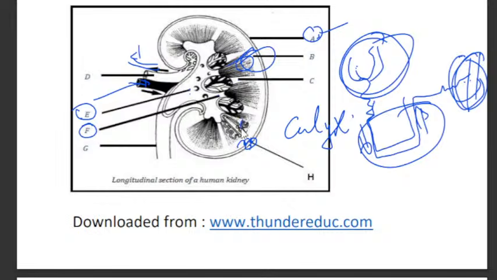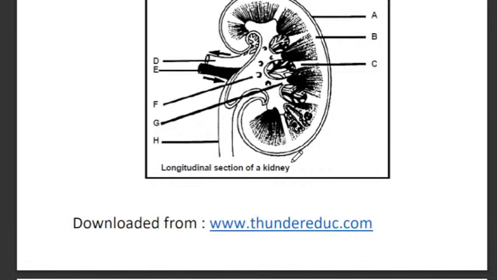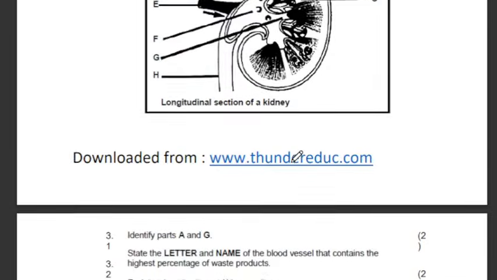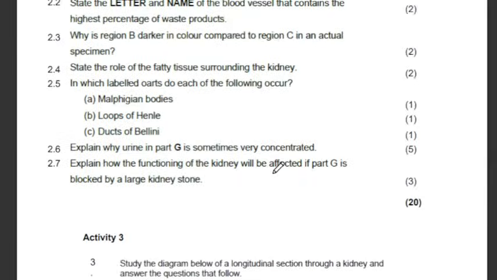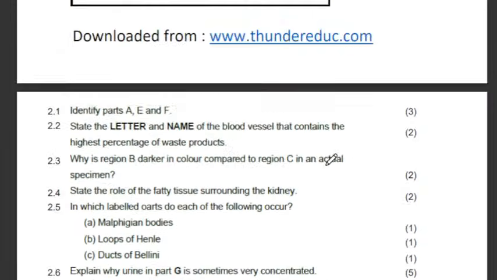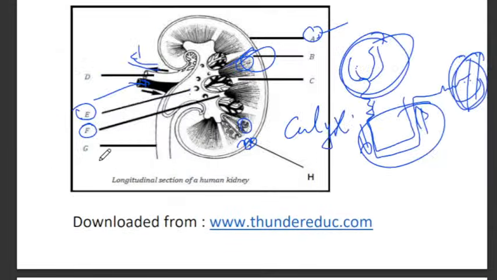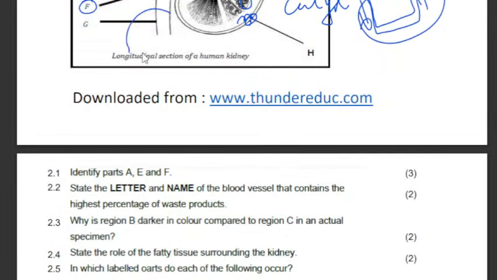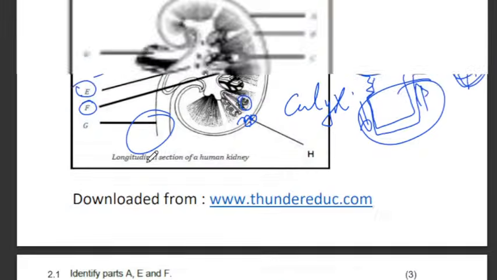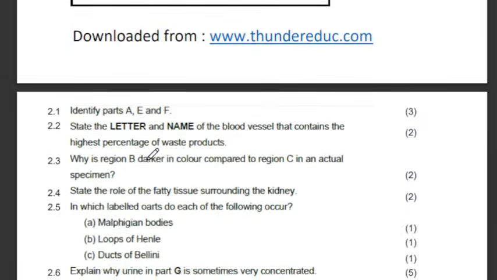So basically, this nephron is trying to show you exactly what happens. And then now we go to the next question. Explain why urine in G is sometimes very concentrated. Where is G? Why is urine in the ureter more concentrated sometimes?